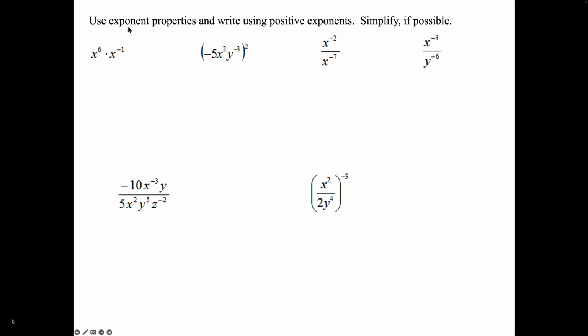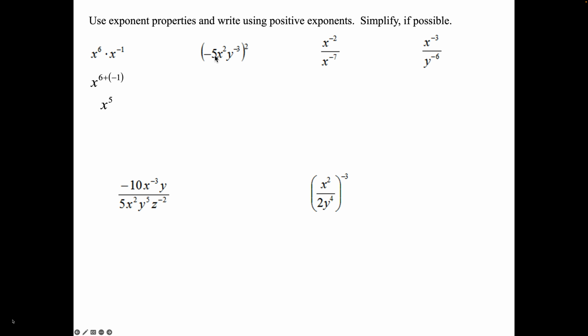All right, use exponent properties and write using positive exponents. Simplify if possible. Now, please keep in mind, there's more than one way to do these problems. x to the 6 times x to the negative 1 power. Multiplying like bases, add your exponents. 6 plus a negative 1 is x to the 5th. Now again, you could take x to the negative 1, put it in the bottom, x to the 6th over x to the 1st, and subtract the powers, and still come up with x to the 5th.